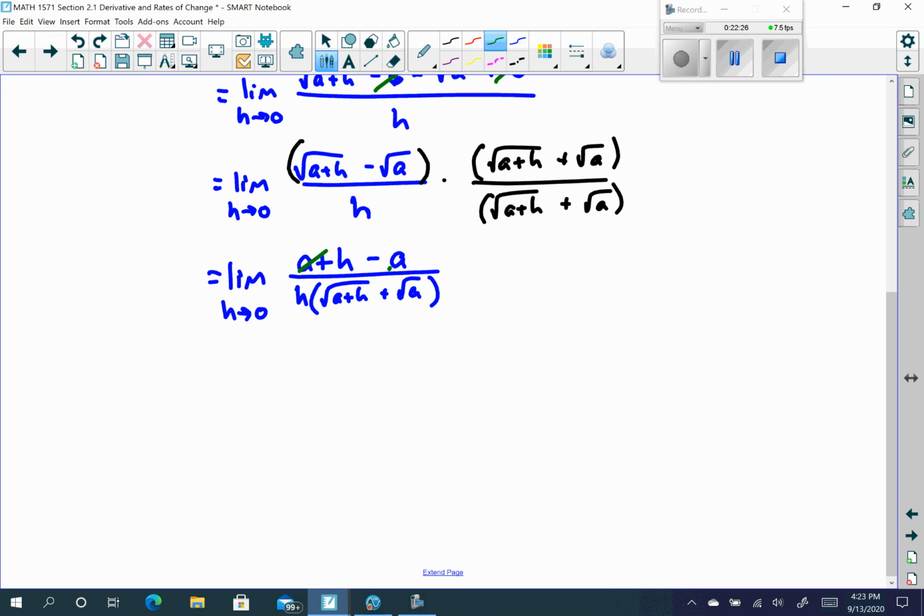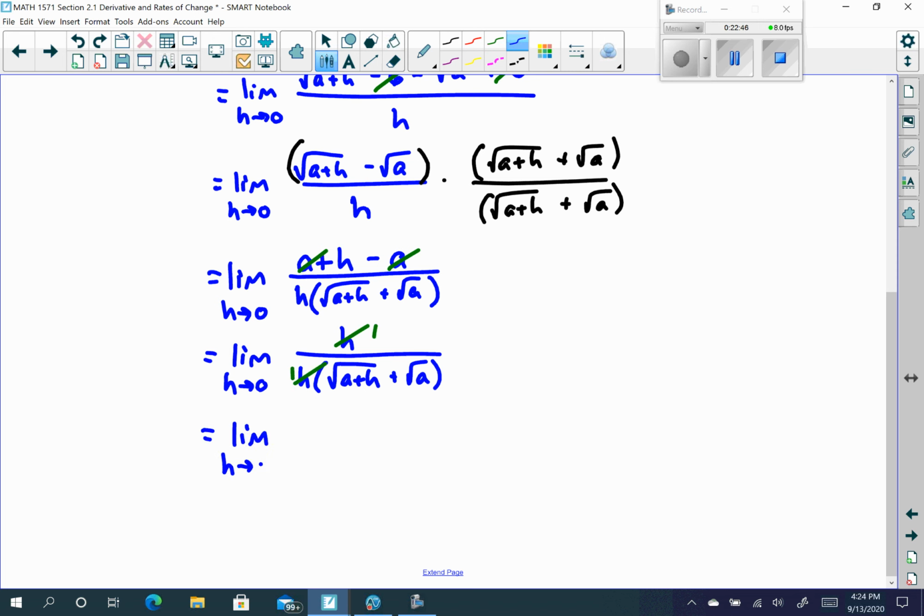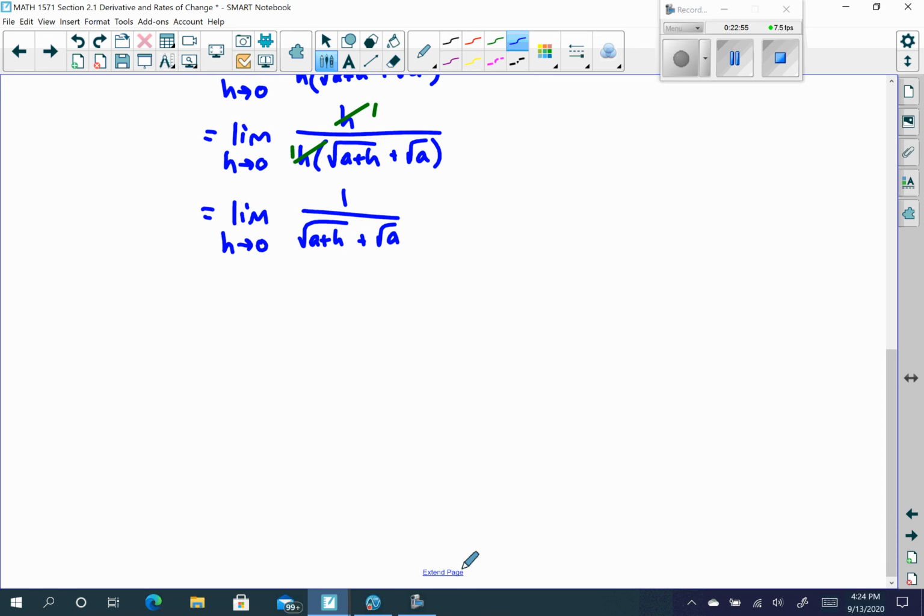So yes, now these a's cancel. I'm still going to write out the next step, just to show you, because we don't just have a single h in the denominator. So I'm going to get h over h times this quantity, and now you're going to see those h's divide out. So these divide out, turn into 1. So now I'm left with the limit as h approaches 0 of 1 over radical a plus h plus radical a. Now I can substitute in 0 for h.